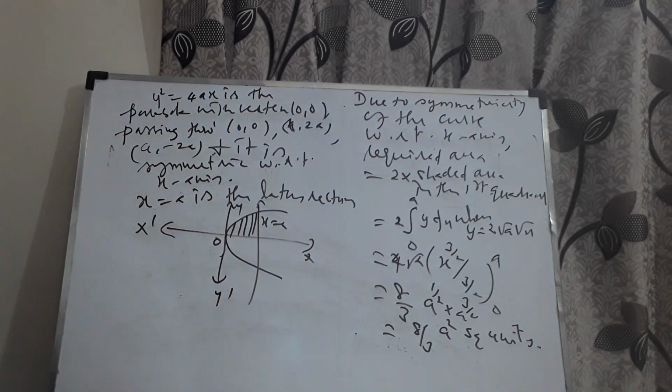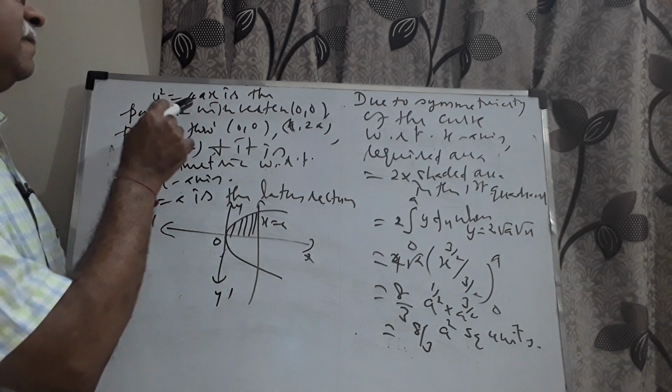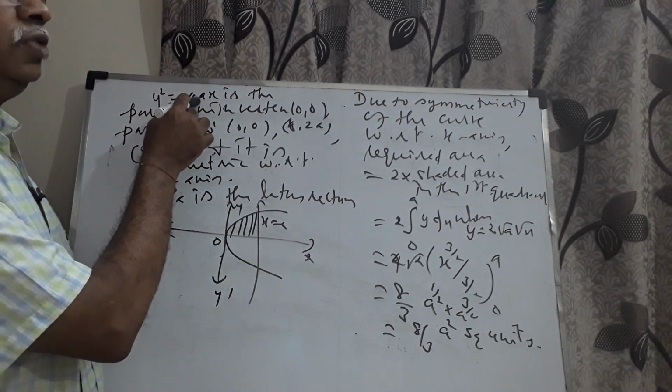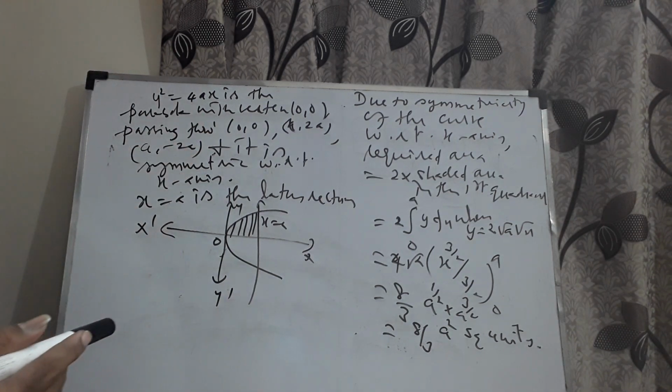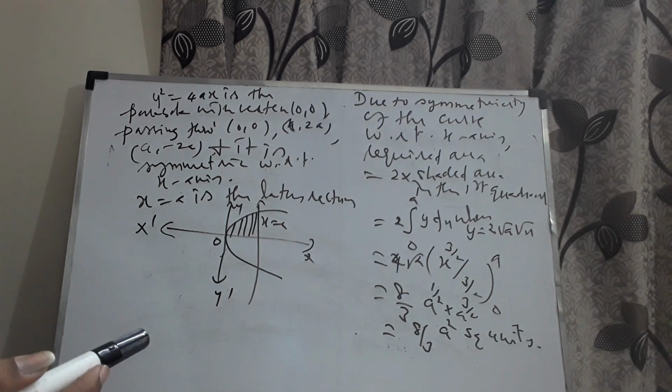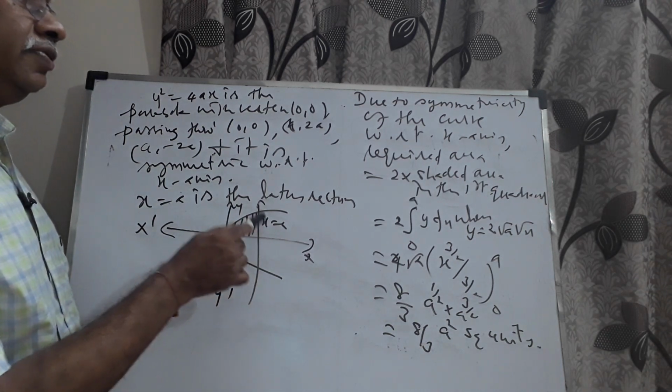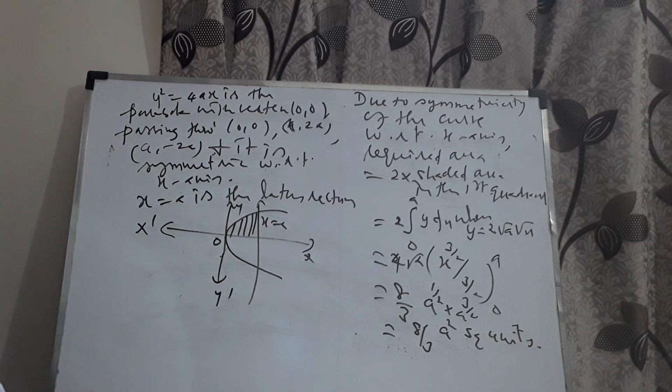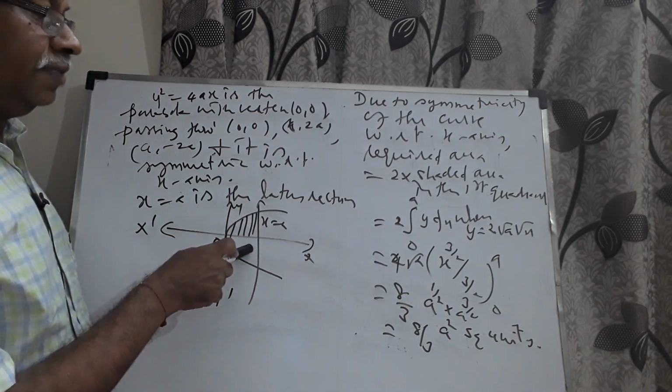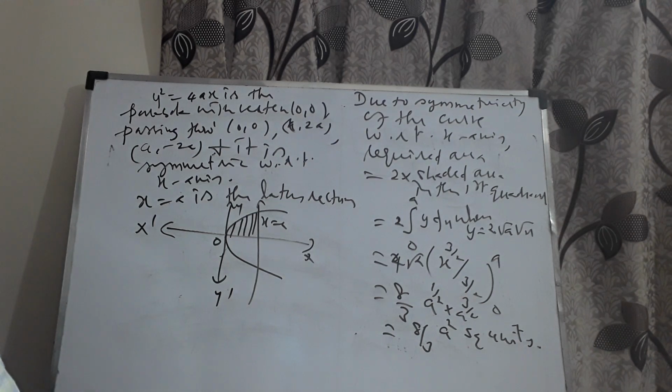Now x equal to a is the latus rectum. For example, if it is 16x, let us say 4a is 16, then x equal to 4 is the corresponding latus rectum. This is the equation of the latus rectum. Now, due to symmetricity of the curve with respect to x-axis, this area is the same as this area. So the required area is twice the shaded area in the first quadrant.